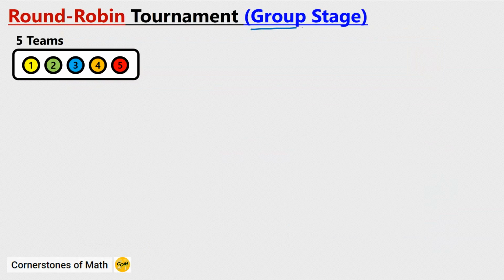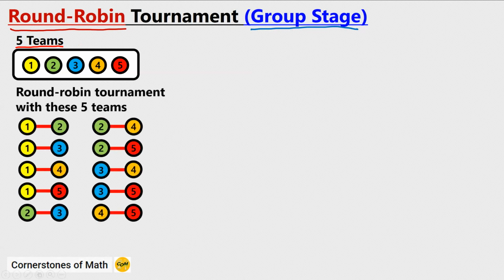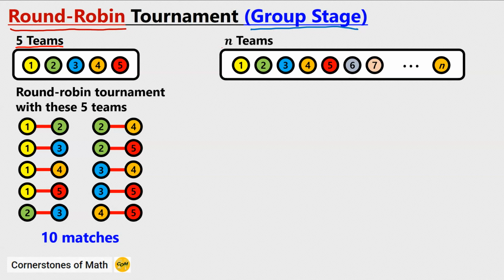First, the group stage. This stage is held as a round-robin tournament, where every contesting team meets every other participating team in turn. For example, suppose there are 5 teams participating, then if we count every possible match, we obtain these matches. So there are a total of 10 matches in a round-robin tournament with 5 teams. Now the next obvious question is, what is the total number of matches when there are n teams?